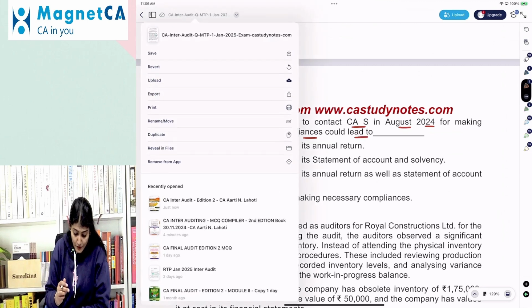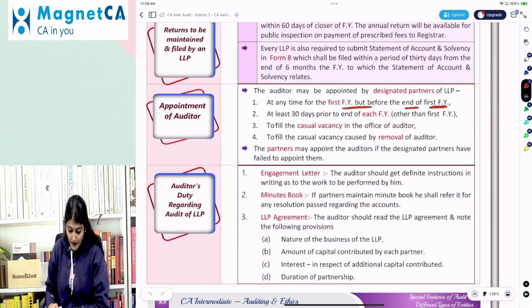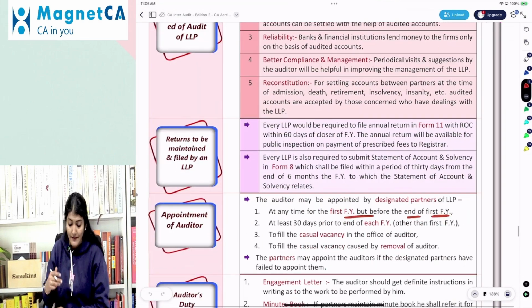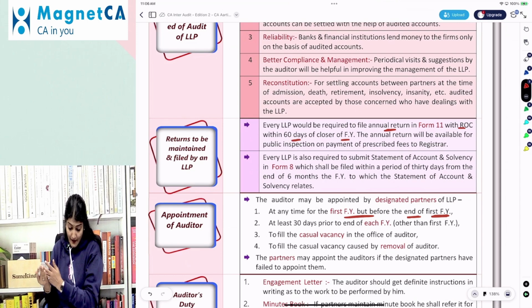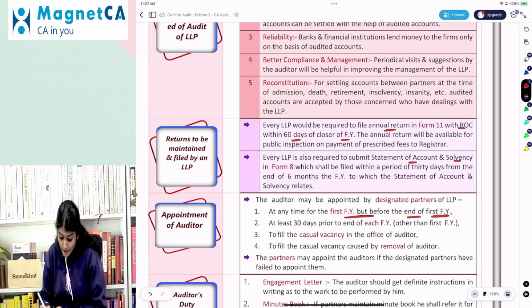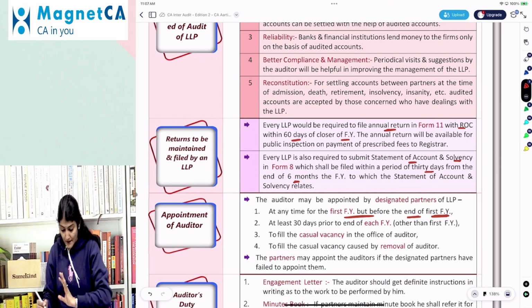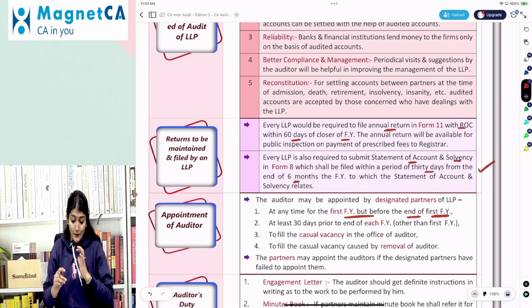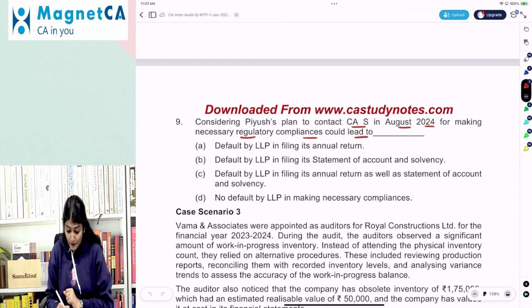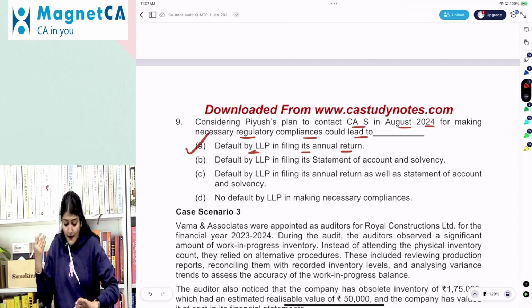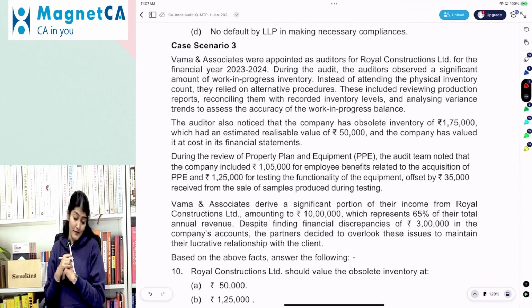Right, so now we need to look into the due dates for the filing of the annual accounts and the annual return by the LLP. It is required to file the annual return within 60 days of the closure of the financial year. And the LLP has to submit the statement of accounts and solvency within 30 days from the end of 6 months. So statement of accounts and solvency, they will be able to follow, but annual return, they will be in default. So default by LLP in filing its annual return.